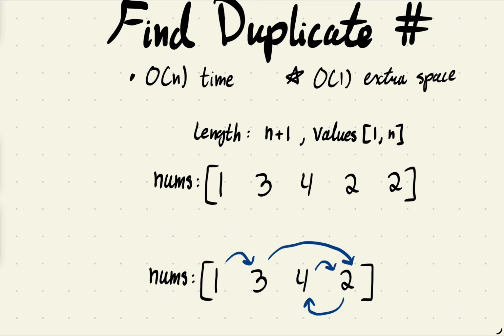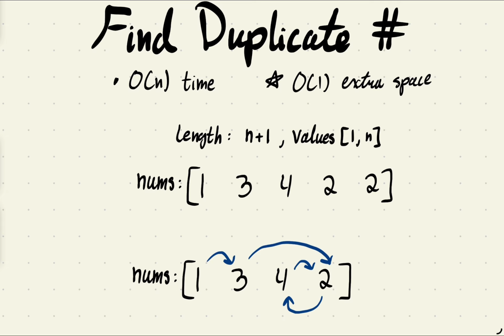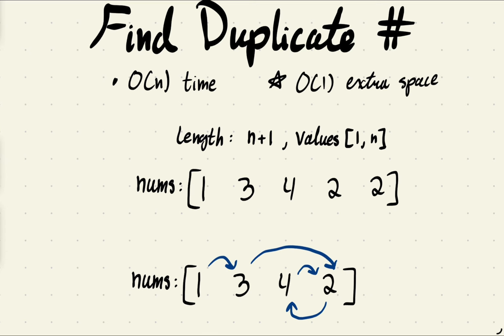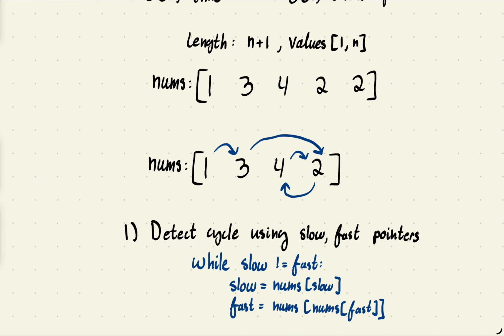So for example, 1 points to index 1, which is 3. 3 points to index 3, which is 2. And then 2 points to index 2, which is 4, and so on. And the trick here is to notice that you have a cycle, and this is essentially a cycle detection problem. And so we could find the cycle using slow and fast pointers, which is the first step.